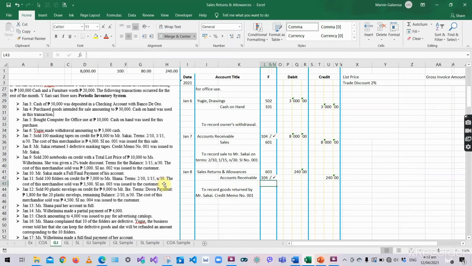January 9. Sold 200 notebooks on credit with a total list price of 10,000 pesos to Miss Wilhelmina. She was given a 2% trade discount. Terms of the balance, 1 over 15 and over 30. The cost of this merchandise sold was 5,000. SI number 002 was issued to the customer.